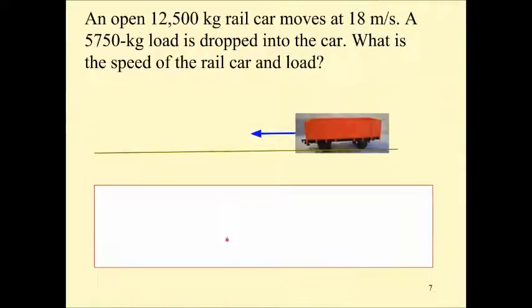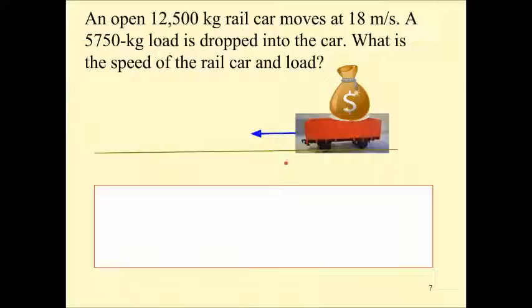Okay, let's try another one. So here we have a train car. I don't know why momentum has to do with train cars, but we have a train car that is 12,500 kilograms and it moves at 18 meters per second. This one's moving to the left. And a 5,750 kilogram load is dropped into the car. And so what we're going to do is find out what is the speed of the rail car and the load.